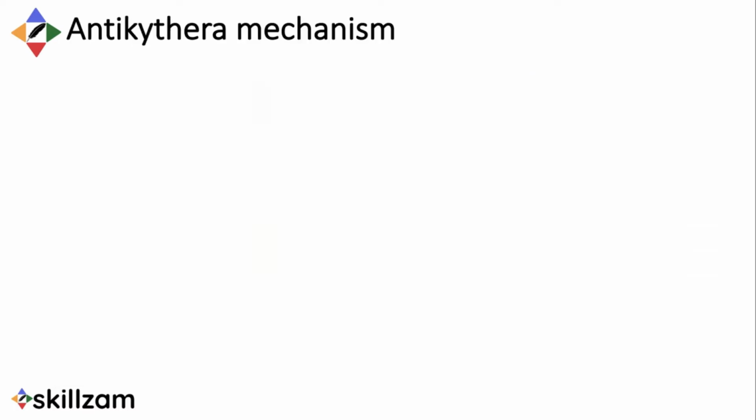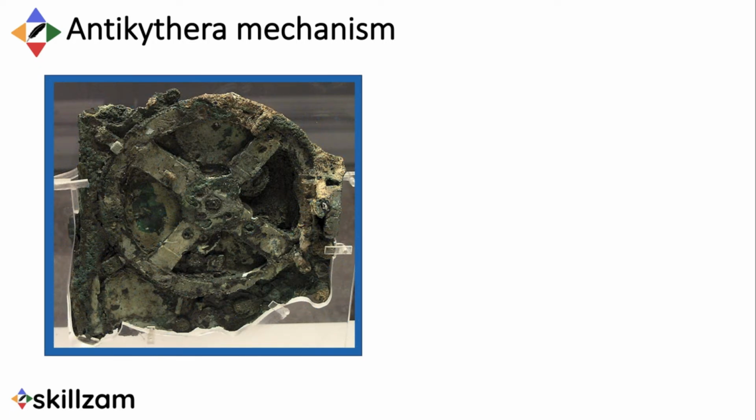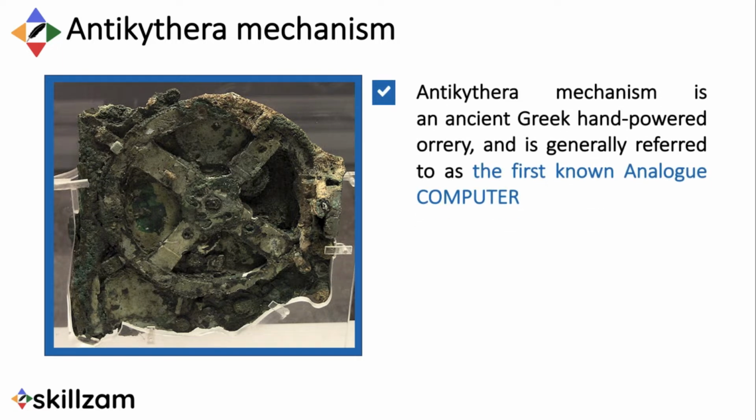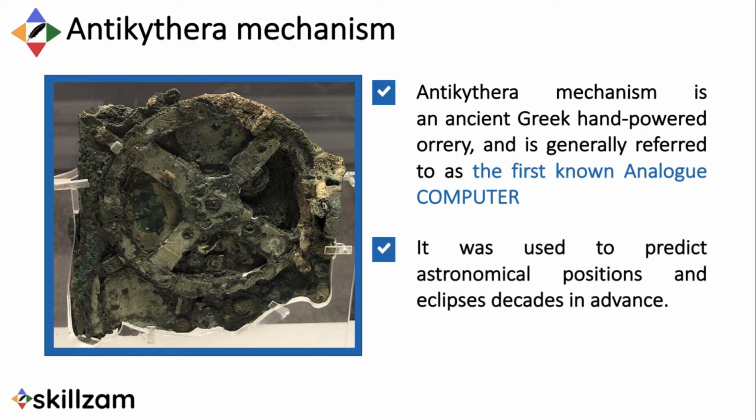Antikythera mechanism. This is basically the first non-human computer of its time. The Antikythera mechanism is ancient Greek. Obviously this is a Greek discovery, and it was a hand-powered orrery described as the oldest example of an analog computer used to predict astronomical positions and eclipses decades in advance.